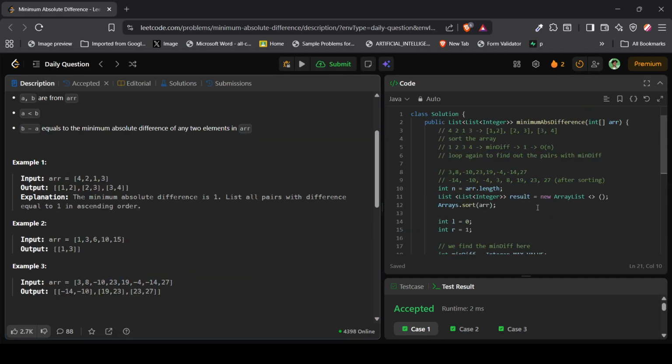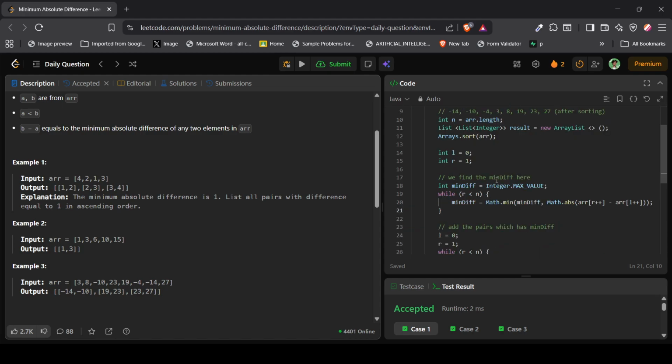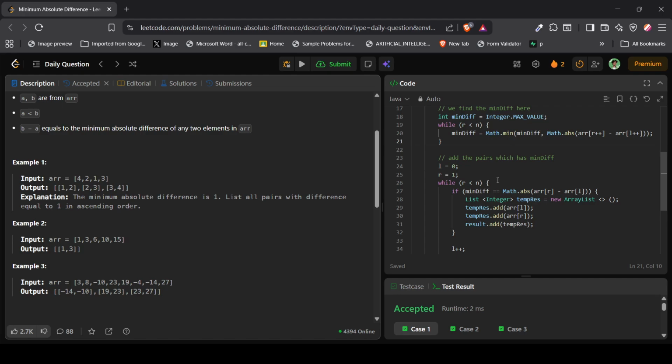Good. But the solution right now is n log n plus n. But can we minimize this n? We are running two loops right now. Can we try to do it in one pass? I don't think so, because at any point of time we cannot figure out the minimum absolute difference.